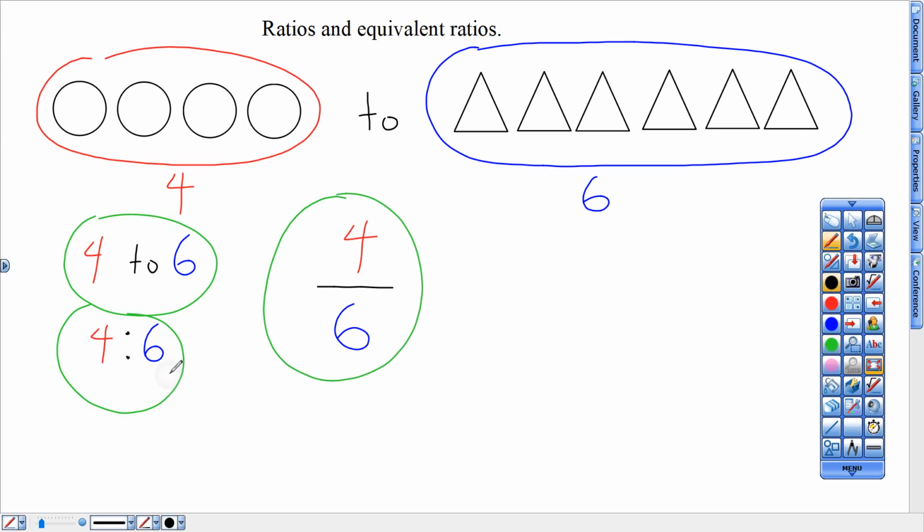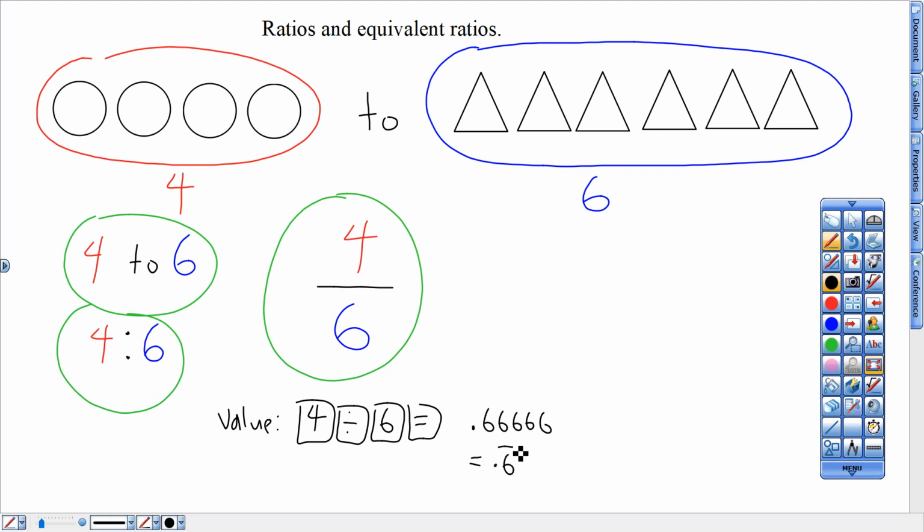If I want to find the value of that fraction, I take that 4 on my calculator and I hit that division button, and I hit 6, and then I hit equal, and my calculator will spit out 0.666666666, which is 0.6 with a bar over it. That's the value of this fraction, 4/6. 4 divided by 6 is 0.6666 repeating. That is the value. Next word is bus.